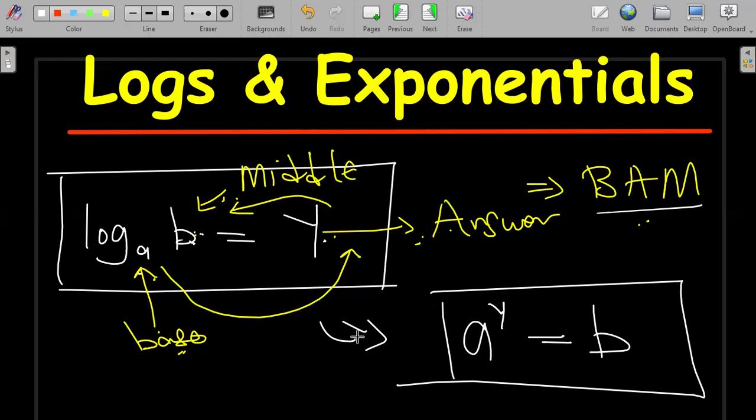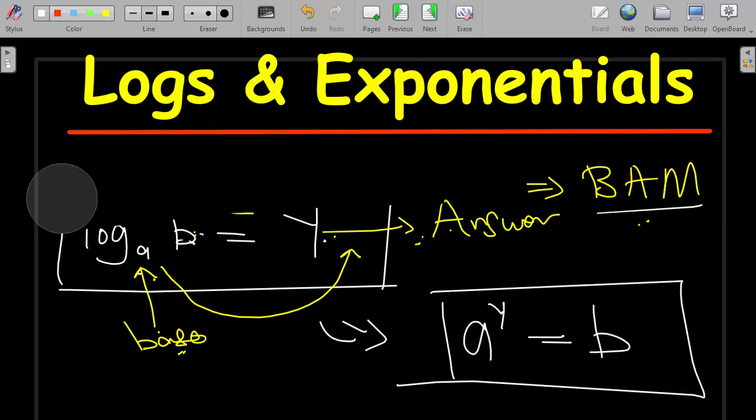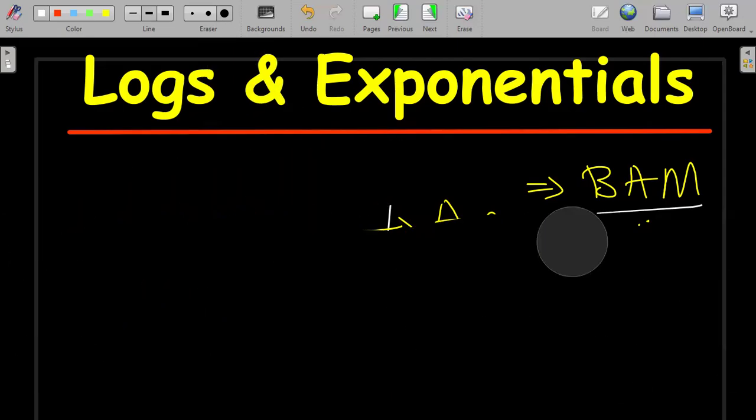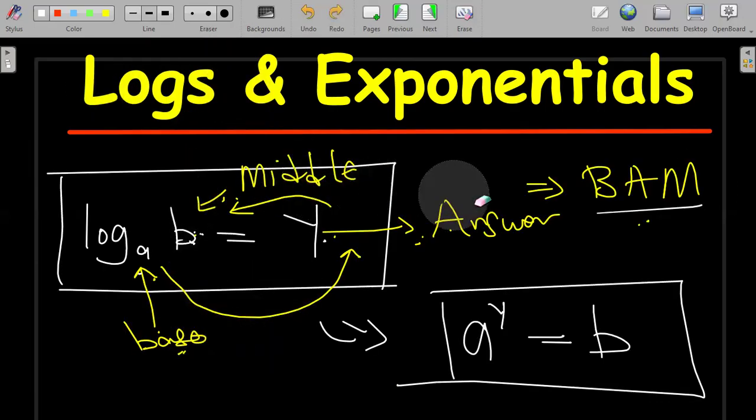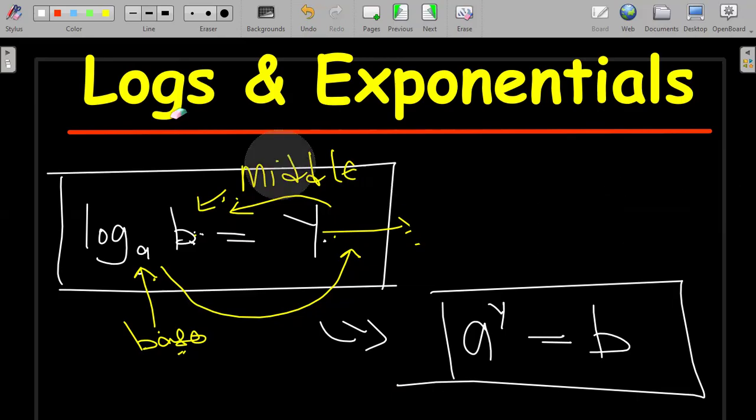After that, we need to talk about the laws of logarithms. There are a number of them, about 7 or 6, and we are going to talk about them. Let's talk about the laws now of these logs and exponentials, since we now know how to convert. Or maybe before we do that, we can give an example.